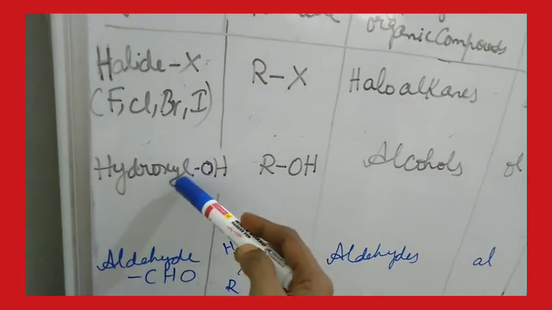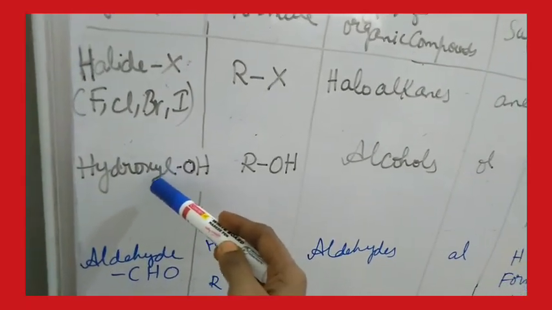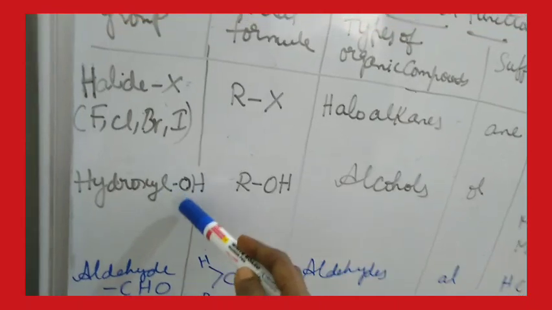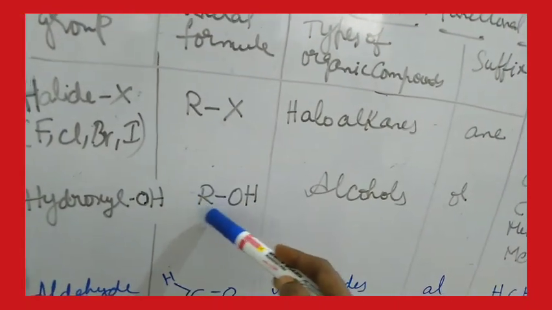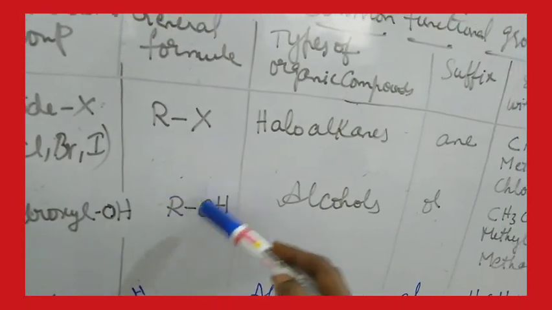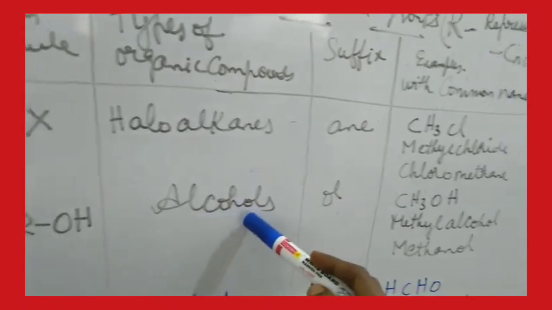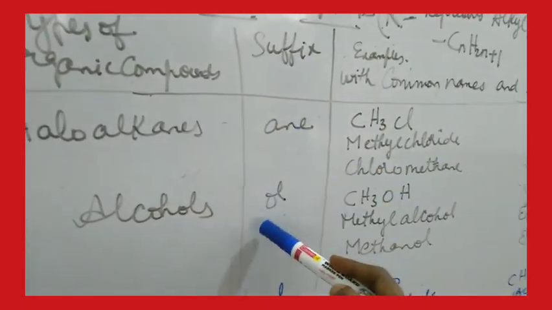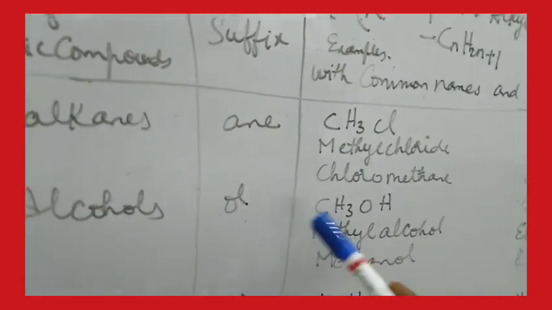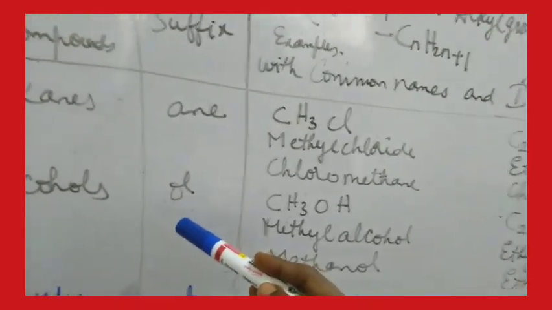Now coming to the next functional group, hydroxyl. We have learnt in 7th and 8th classes, hydroxyl means OH. So the general formula is ROH. R is your alkyl group and you join it with OH. When it forms a functional group, that type of organic compound you call alcohol, and the suffix is OL. That means at the end of the spelling you spell it as OL.